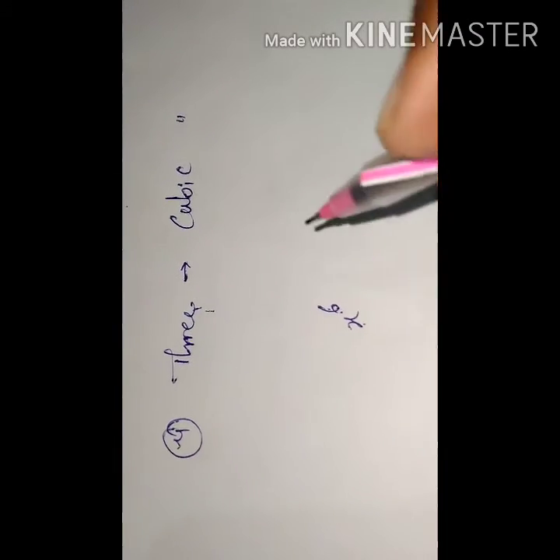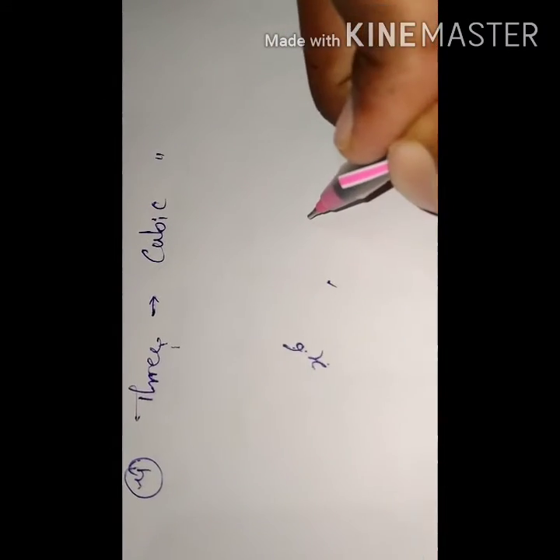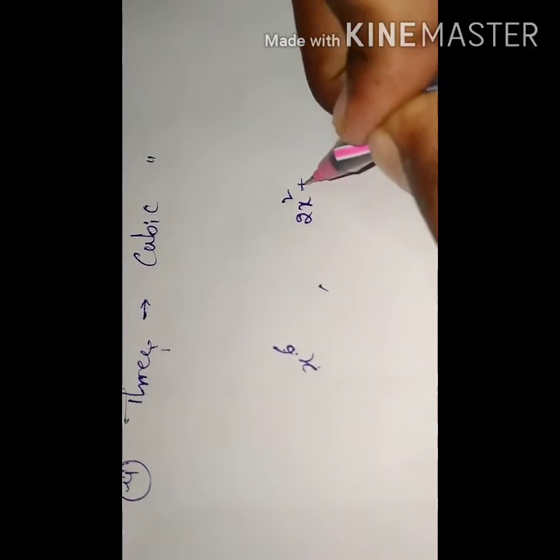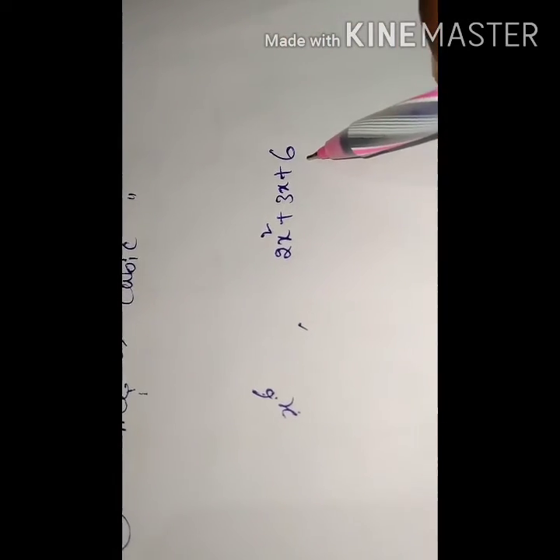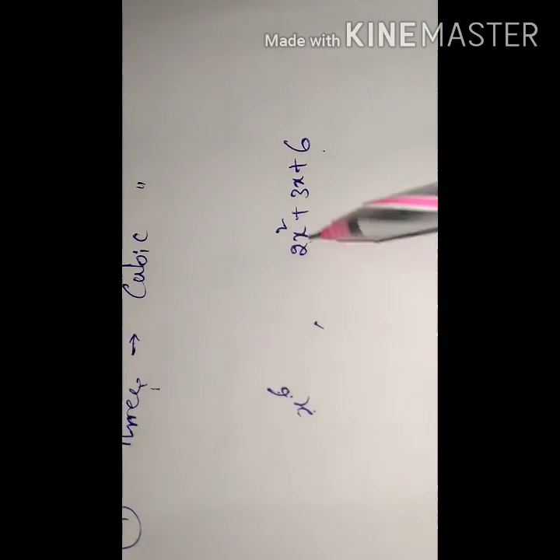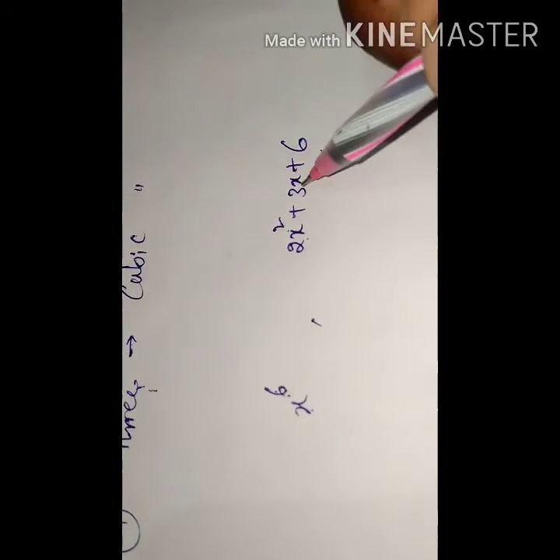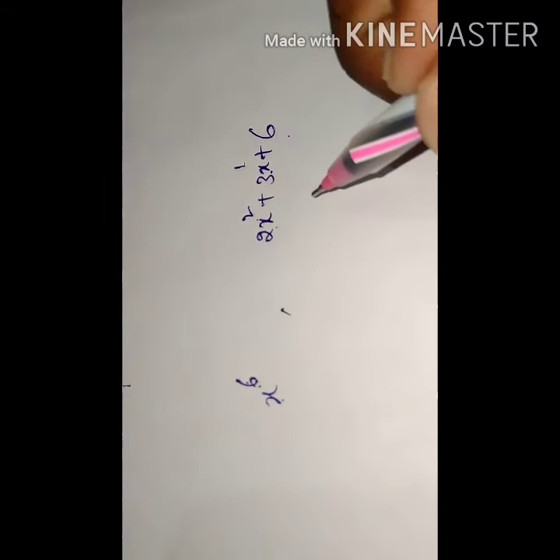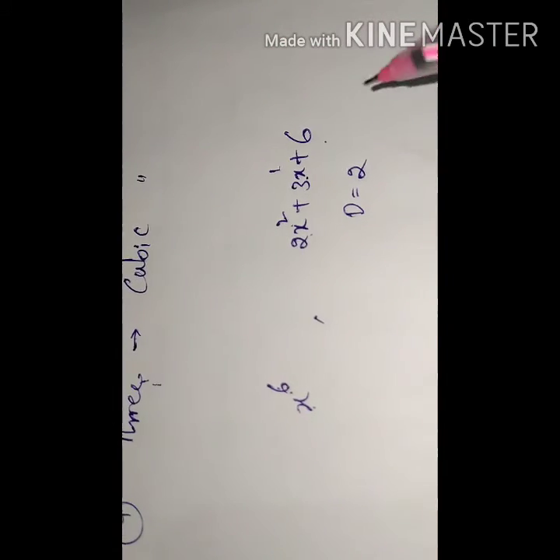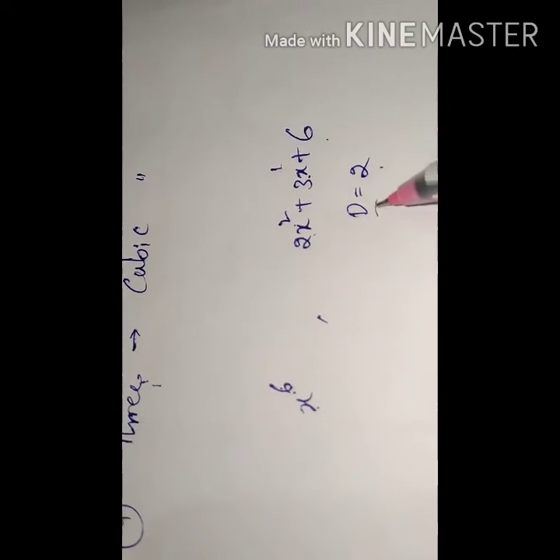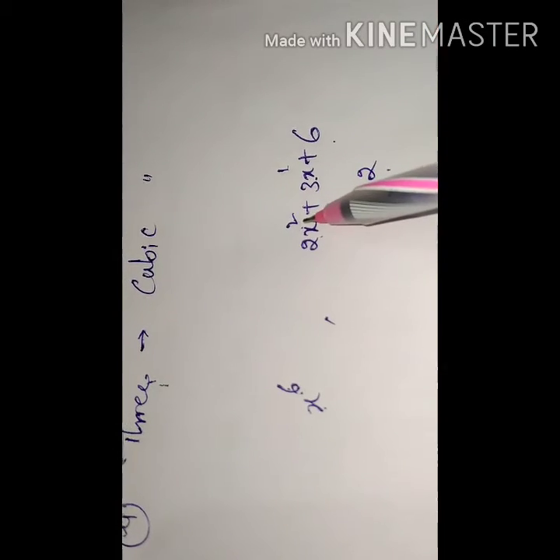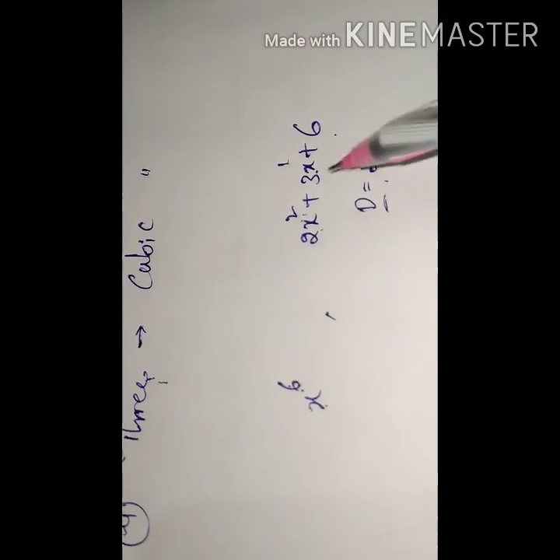Right? Now tell me, 2x square plus 3x plus 6. In the given polynomial, what is the degree? Here the power of x is 2 and here the power of x is 1. But the degree is 2. Why? So degree is always the highest power. Here the highest power is how much? 2. Therefore the degree of the polynomial is 2.